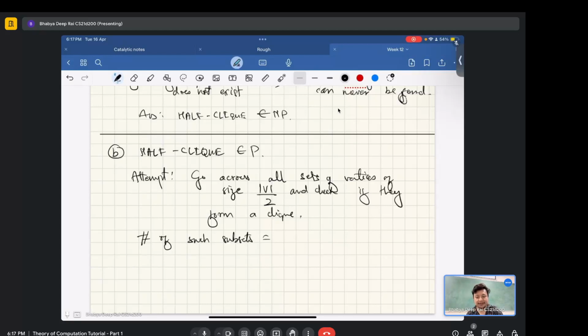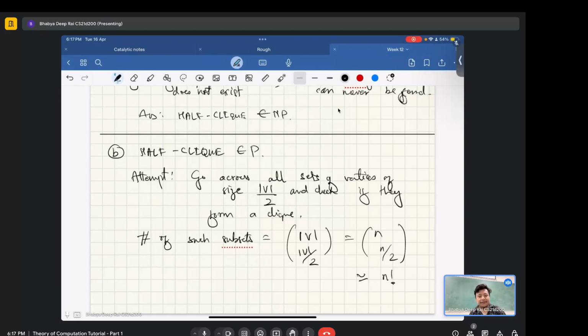What is the number of such subsets? For all the vertices, I'm picking a subset of size v by 2. Say the number of vertices is n, then it is n choose n by 2, and this is already very, very large. If you try to approximate it, it will come to some n factorial.